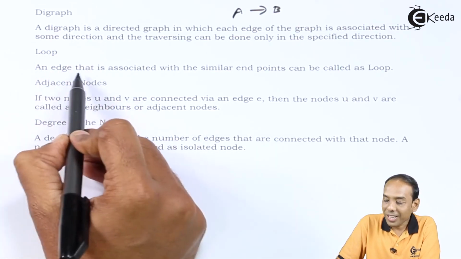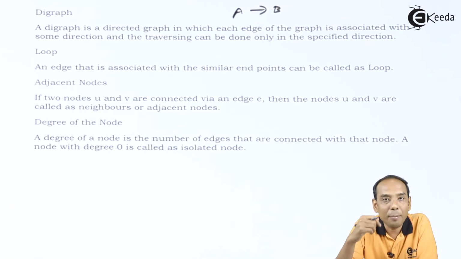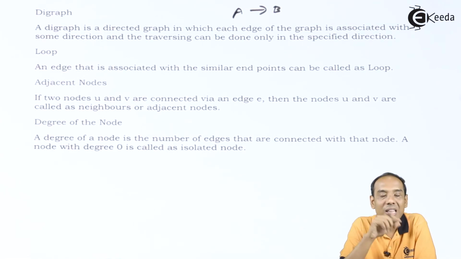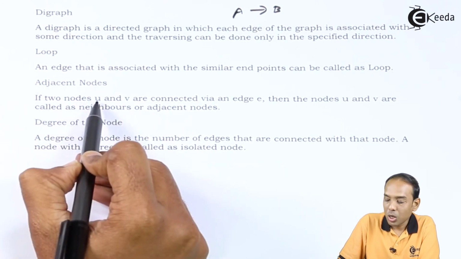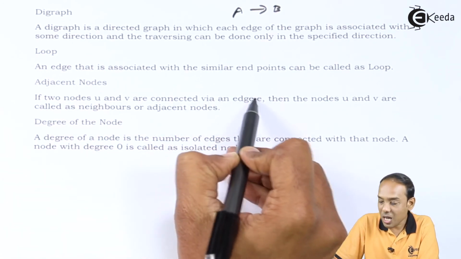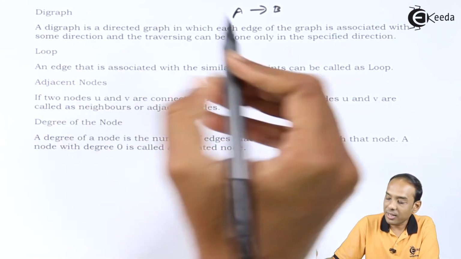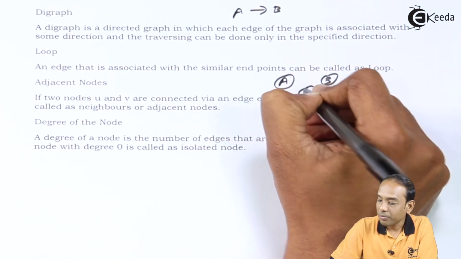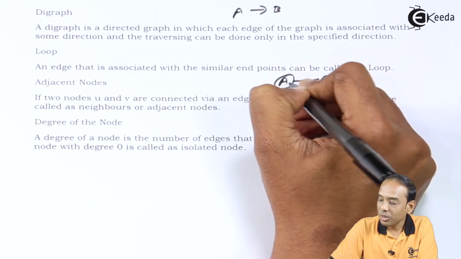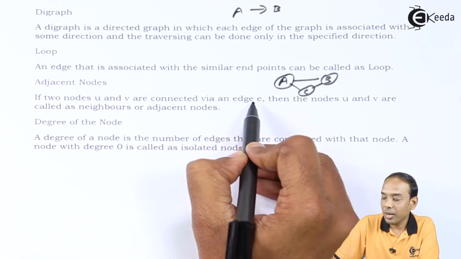Loop. An edge associated with the same endpoints is called a loop. So you must understand, in the case of a loop, what happens? Your initial node and your terminal node are both the same and you have only one path. That particular path becomes your loop. Adjacent node. If two nodes U and V are connected via an edge E, then the nodes U and V are called neighbors or adjacent nodes. Let's take the example of a graph. We have A, B and C. These are connected, so A, B and C act as adjacent nodes since they are connected via an edge named E.